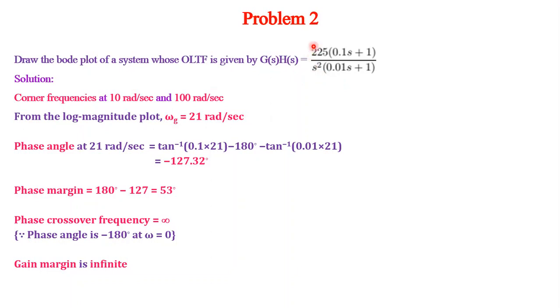So first step, we have to check whether it is in the time constant form. Yes. Corner frequencies: corresponding to the term 1 plus 0.1 s, the corner frequency is 1 by 0.1, which is 10. Corresponding to the term 1 plus 0.01 s, it is 1 by 0.01, 100 radian per second. So among these two, the least frequency is 10. So we have to draw the log magnitude plot at least at a frequency less than 10 radian per second.